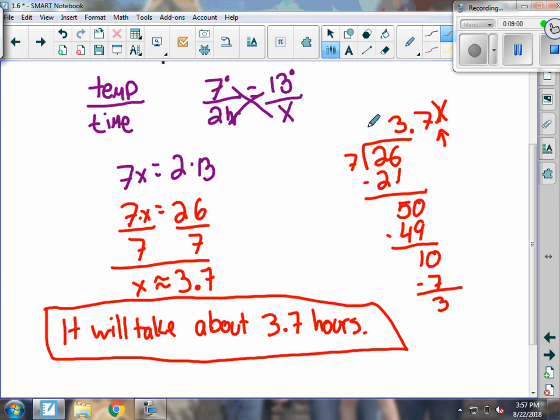And with these, this is just to help you understand it. With these ones, if you wrote x is approximately 3.7 hours, I would take this as well. This is fine. It's math class, so whenever we don't have to write a sentence, we'll avoid it. So I'll take either one of those for this. So we're cross-multiplying and then dividing.